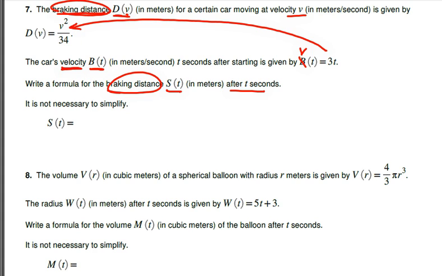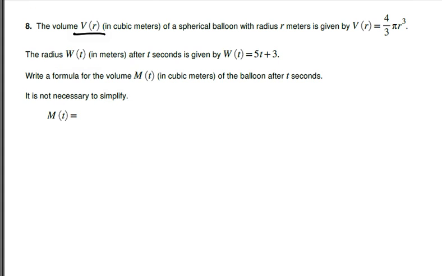All right, so if you want to think about it in terms of composition, that's d composed with b, whatever. Okay, we're just plugging in the 3t. So 3t quantity squared divided by 34. That's actually the answer. Just take this value, plug it in. Let's go ahead and wrap this up here.